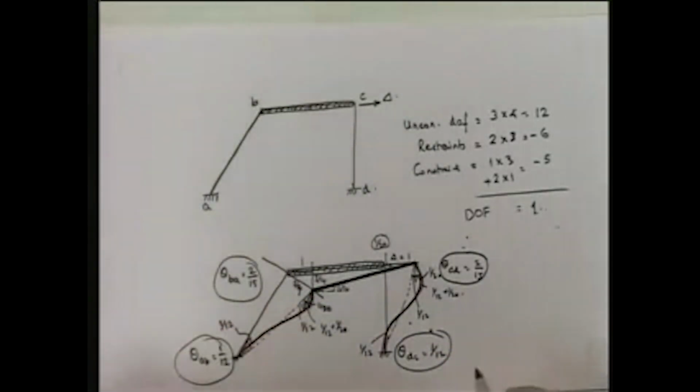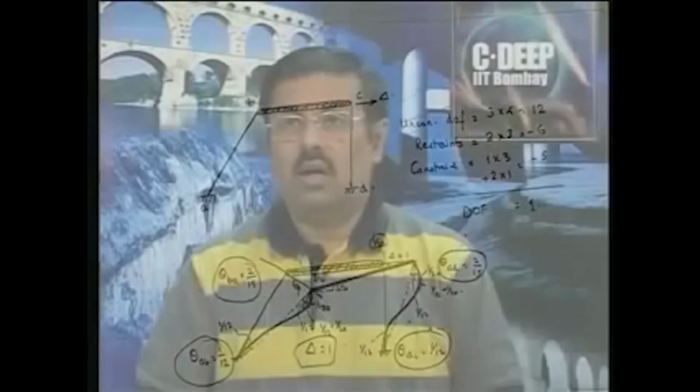So these are the member end rotations in terms of delta. Okay. So here the point that I was trying to make is that the kinematics of the structure is very, very important, and once you can draw the displaced shape corresponding to each degree of freedom, you are well on your way to using the displacement method for solving any structure.